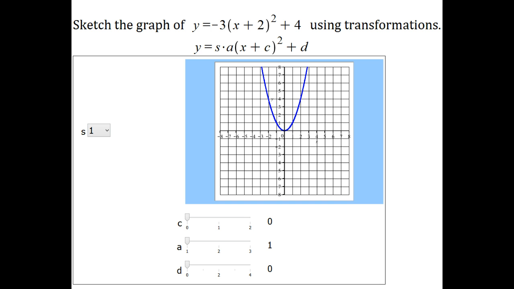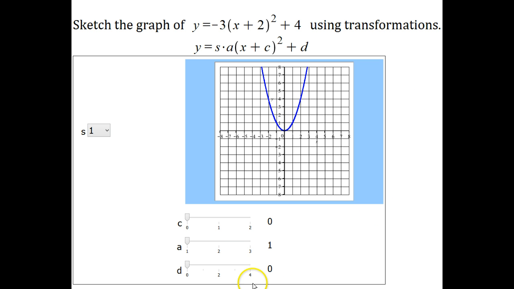Okay, and finally, this is our last example. We've got multiple transformations happening here. Our parent graph is y equals x squared. We see squaring in our equation. Inside of the squaring, we're adding 2. That's going to shift our graph left 2 units. Multiplying by -3 again has 2 effects: stretching by 3 vertically, reflecting over the x-axis. Lastly, adding 4 is going to move the graph up 4 units.